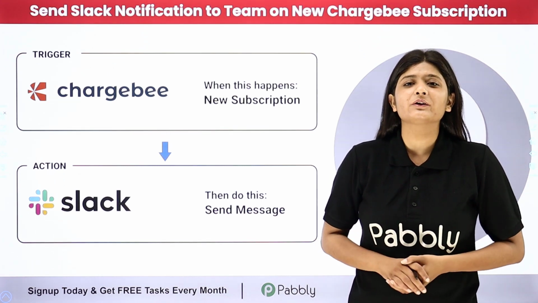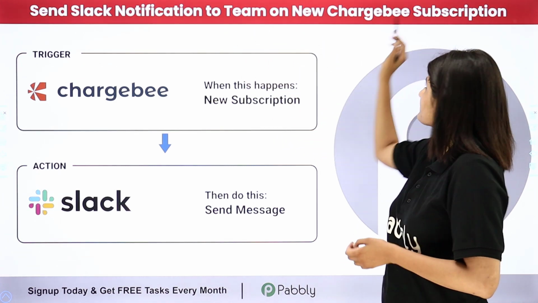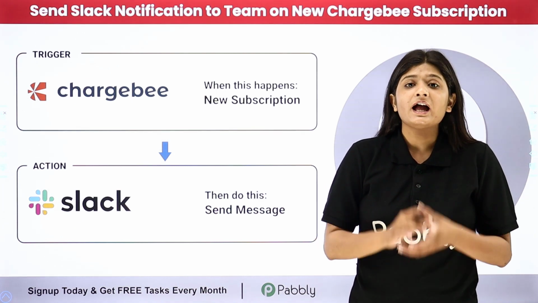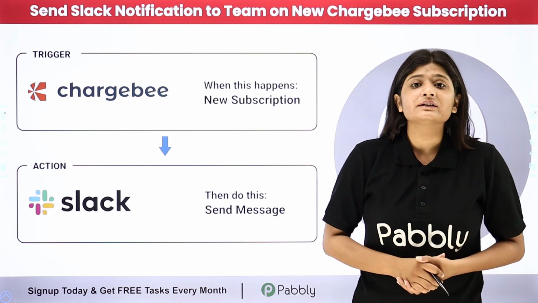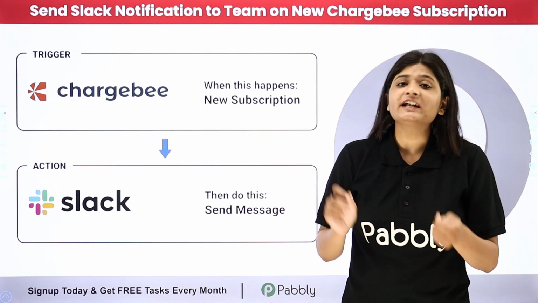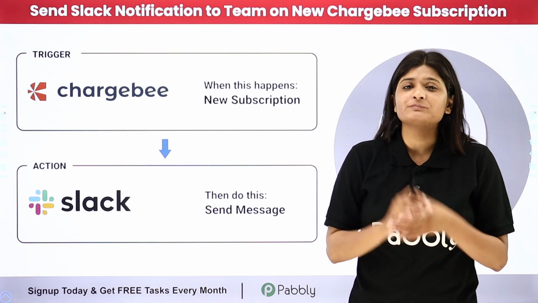So in this video we are going to learn how to send Slack notification to team on new Chargebee subscription. Let's suppose I am a software providing company and handling all my subscriptions with the help of Chargebee. Now I want that whenever a subscription happens, it is sent to my team on Slack and my team is notified about the same. I can do this automation with the help of Pabbly Connect.